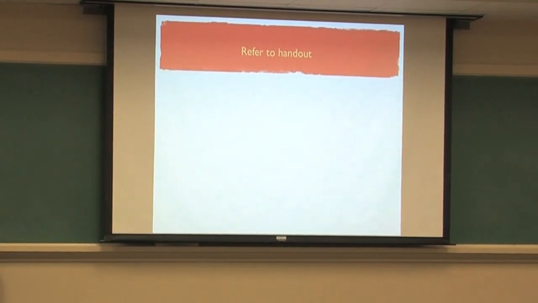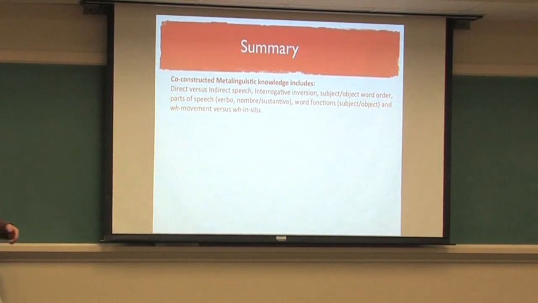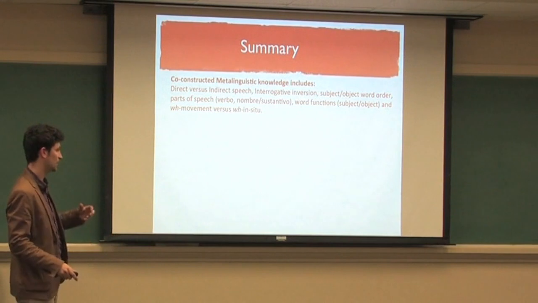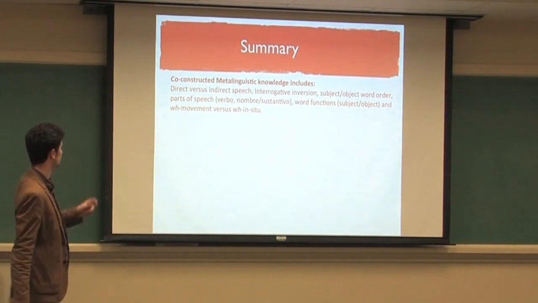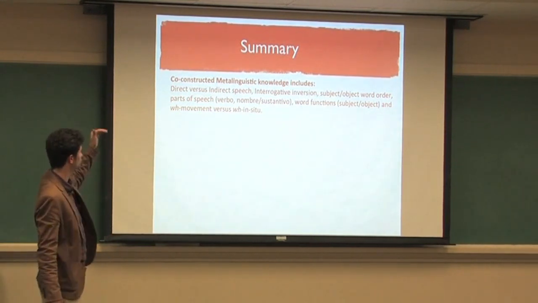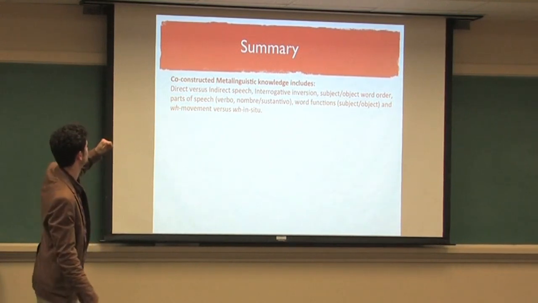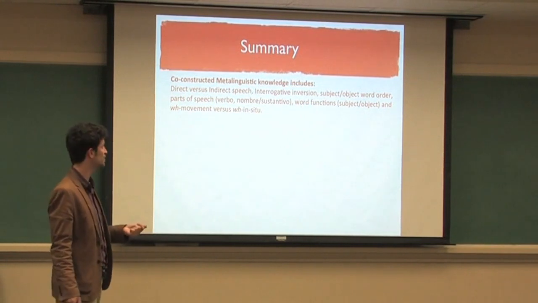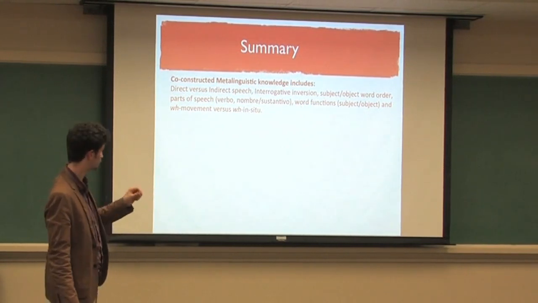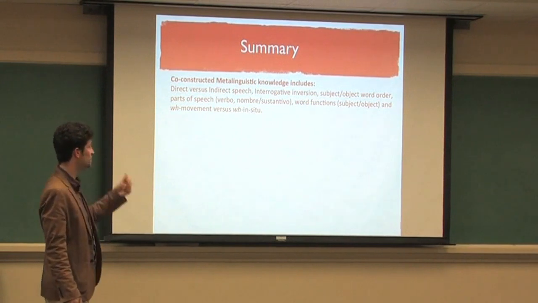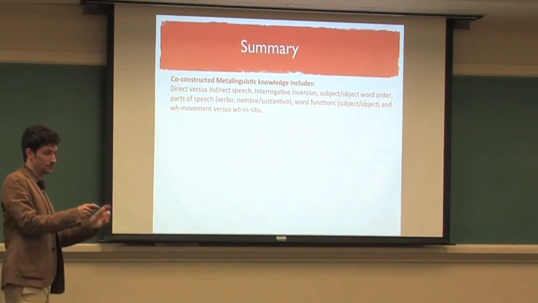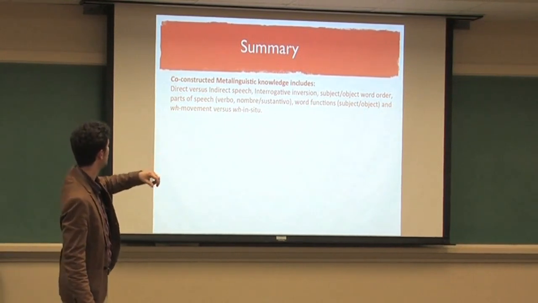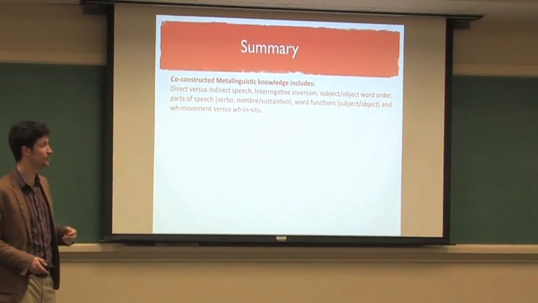Okay, a couple of references in the packet there. So just to summarize the entire activity between Orlando and Alejandro, and I think we saw with several other pairs. Co-constructed metalinguistic knowledge includes things like direct versus indirect speech discussion, interrogative inversion, subject, object, word order, post-verb, parts of speech, el verbo versus nombres, sustantivos, sinónimos, word functions, subject, object, and then WH movement versus WH in situ.